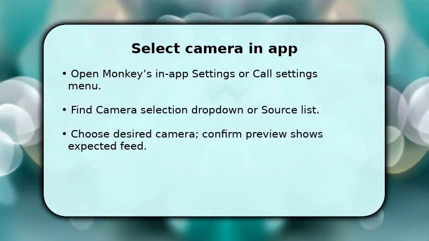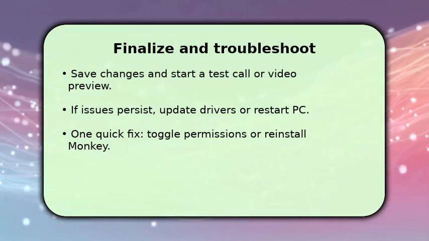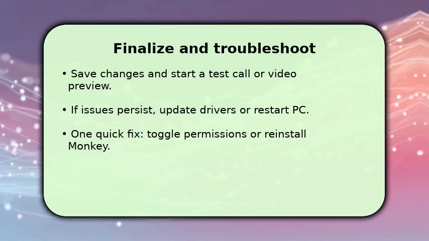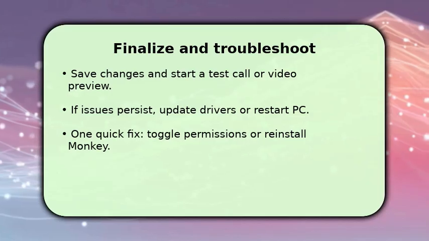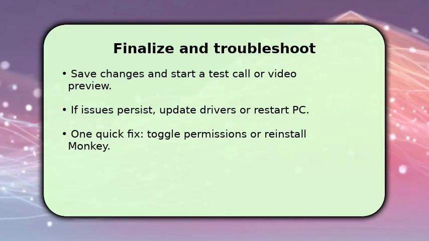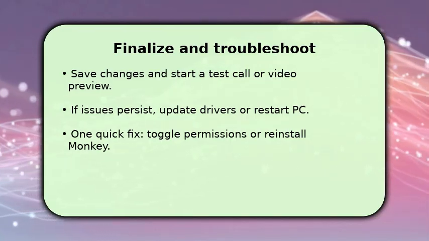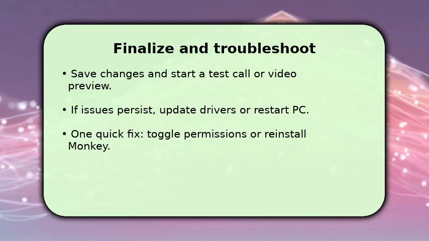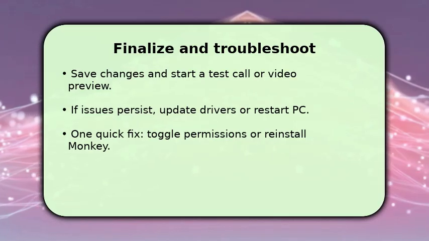Finish by saving settings and initiating a test call or using Monkey's preview to confirm audio-video sync and stable feed. If you still see a blank screen or wrong camera, update the camera driver via Device Manager and reboot your PC. That often resolves device recognition problems. As a last resort, toggle camera permissions in Windows privacy settings or reinstall Monkey to clear corrupted settings. If it still fails, swap USB ports or try another camera to isolate hardware versus software causes.